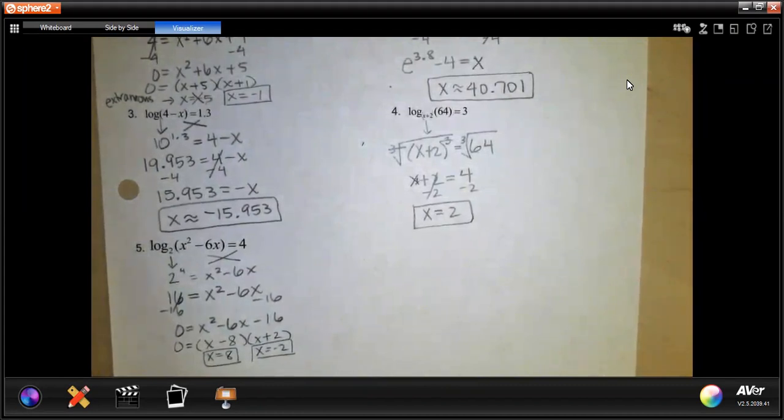So just to recap, base and argument cannot be 0 or negative. So if it makes it 0 or negative, that is an extraneous solution. If it is anything else, it's going to work. In order to solve the logarithms, you change it to an exponential in order to solve.